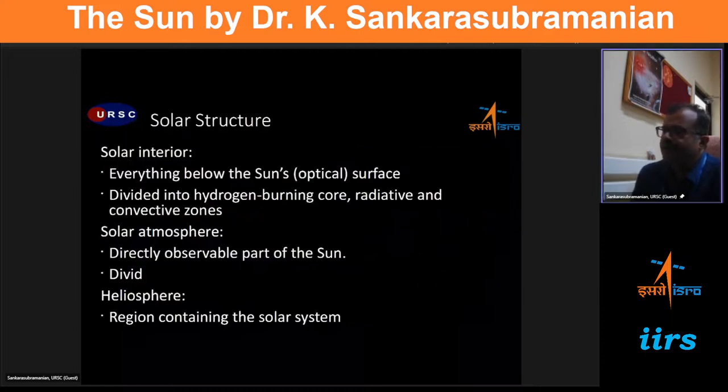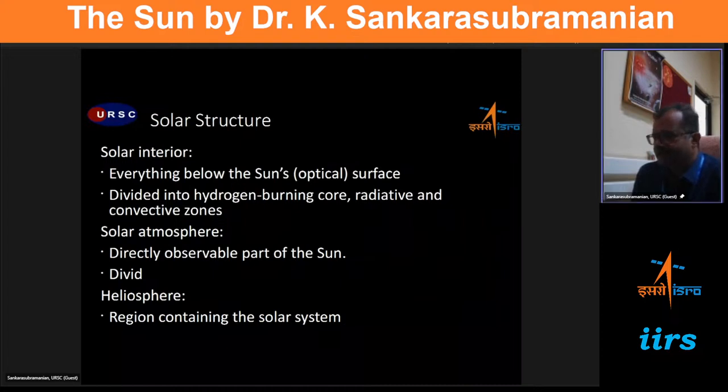I will just go through a bit on the solar structures, I mean, how the sun is made up. The sun has an interior, which we call anything which you cannot see from the Earth. That is the optical surface, what you see from the Earth. Below that optical surface, we call it the interior, and it is divided into the hydrogen burning core, radiative and convective zones. I will just briefly explain what it is.